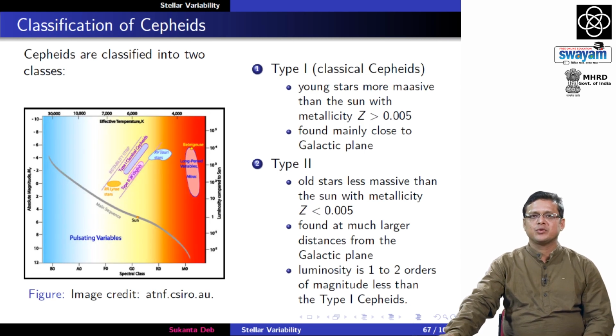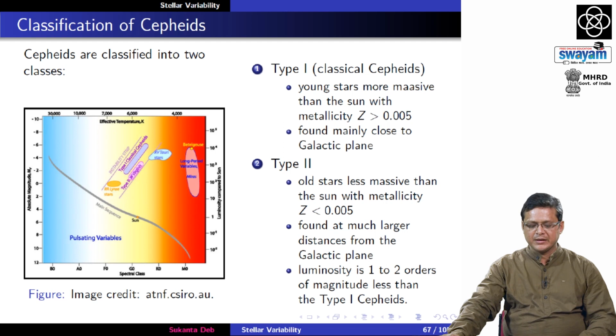Now, Cepheids are classified into two classes: type 1, commonly known as classical Cepheids. Classical Cepheids are young stars, more massive than the Sun, with a metallicity of Z greater than 0.005. They are found mainly close to the galactic plane. Type 2 Cepheids are old stars, less massive than the Sun, with metallicity less than 0.005. They are found at much larger distances from the galactic plane. Their luminosity is 1 to 2 orders of magnitude less than the type 1 Cepheids.